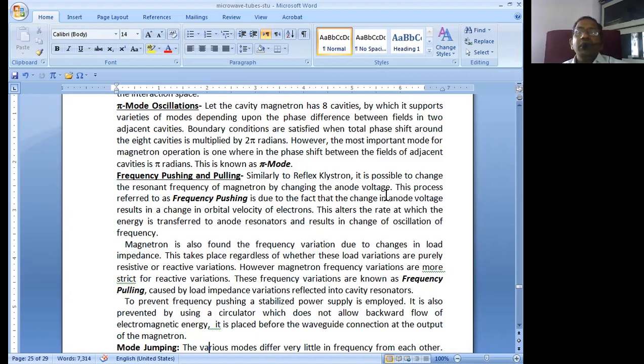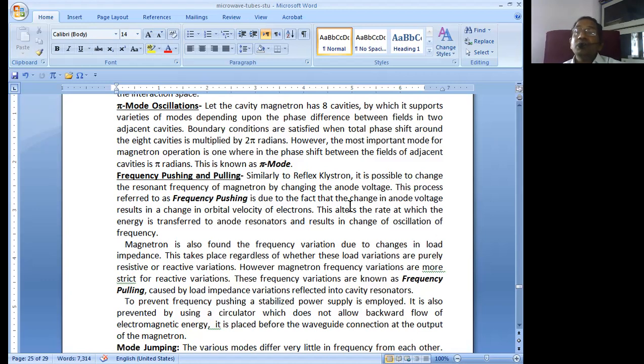Similar to the reflex klystron, it is possible to change the resonant frequency of the magnetron by changing the anode voltage. In the reflex klystron also, we can change the frequency of oscillations produced by the klystron by simply changing the repeller voltage. By changing the repeller voltage, we can change the modes of operation of the klystron, because the mode is given by n plus 3 by 4 times T. If you change these n values, then definitely the mode is going to change. If the mode changes, the frequency will definitely change for the reflex klystron oscillators.